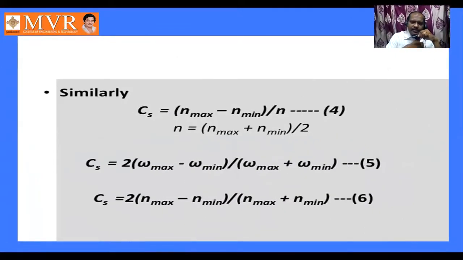Similarly, if it is speed, the same parameters can be written as N max minus N min by N, where N is equal to N max plus N min by 2. Omega is angular velocity, N is the speed. Cs is equal to, in turn we can write, 2 into omega max minus omega min by omega max plus omega min. This is not w, this is omega, that is angular velocity. N is the speed of the flywheel. So coefficient of fluctuation Cs is equal to 2 into N max minus N min by N max plus N min.